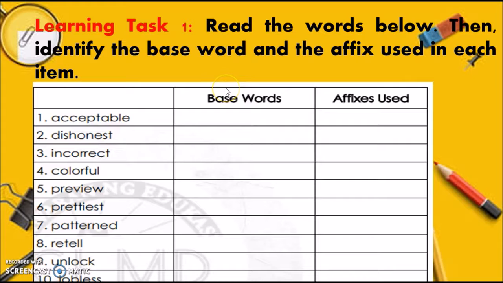Example is washable. Halimbawa, meron tayo ditong salitang washable. So, in the word washable, what is our base word? Alright, so the word wash. And what is the affix used in the word washable? Okay, able. So, you will write here the word able. Then, you will write here in the base word, the word wash. But, that is only our example. You may now start. Number 1, acceptable. You write here the base word and the affix used.